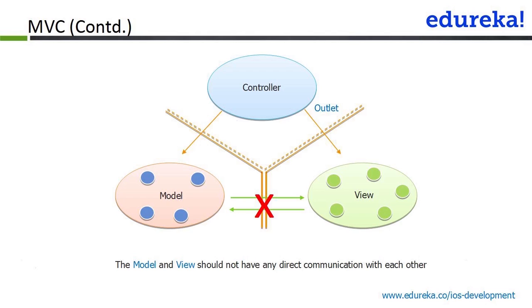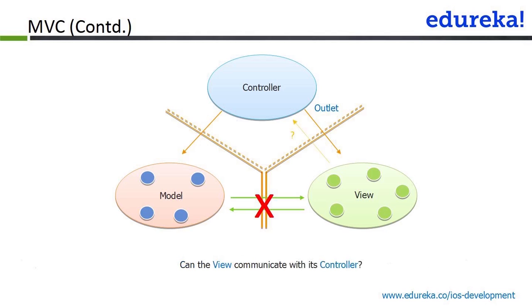And the most basic requirement of this design pattern is that the model and the view should never have any direct communication with each other. All communication will happen via the controller. So in a nutshell, this is what MVC is. You have three different camps: the model, the controller, and the view. The model corresponds to the underlying data. The controller has the logic, and the view is the user interface. And communication happens between the model and the view via the controller and not directly.